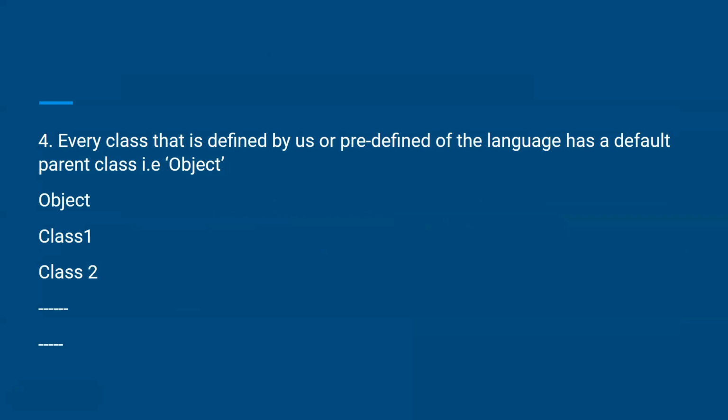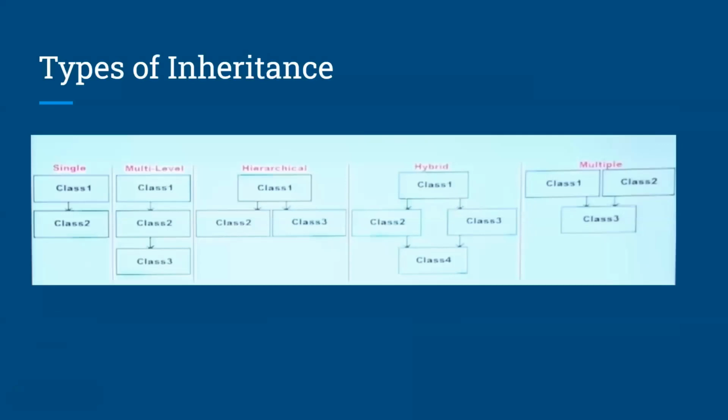Okay, so now you can see the types of inheritance. We have 5 types of inheritance here: single level, multi-level, hierarchical, hybrid, and multiple. Single level we can perform. Okay, multi-level we can perform also.